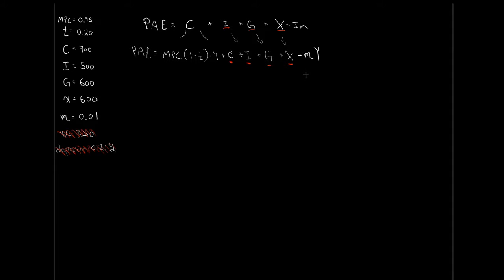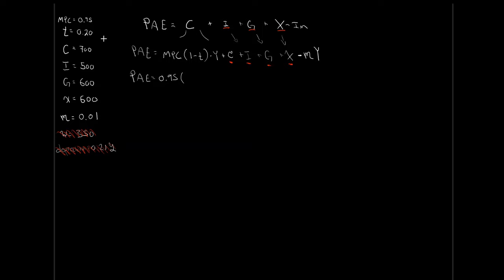At this point, we could choose just to throw in all the information we have. We have it all here. It's just a matter of plugging and playing. So let's go ahead and do that. So working it out, we have our planned aggregate expenditure is the marginal propensity to consume, 0.95, times 1 minus our tax rate.